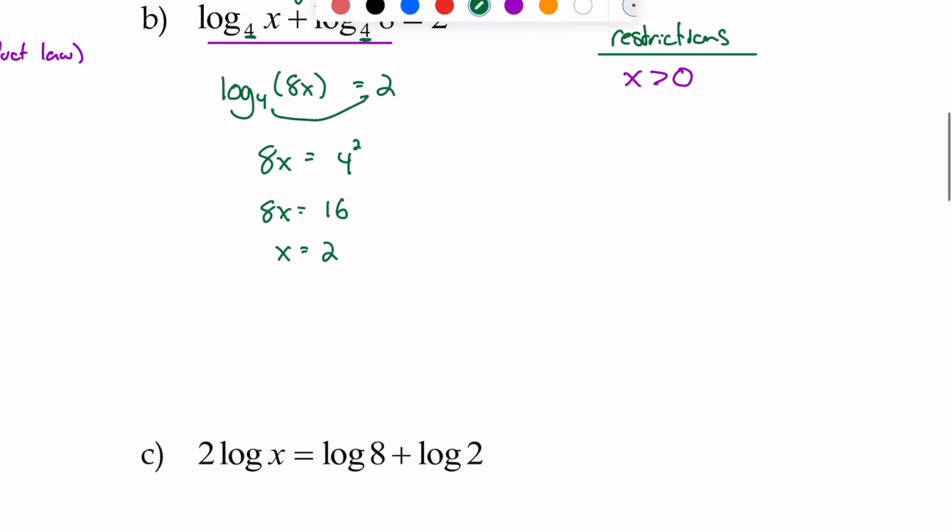Does that satisfy my constraint that x is bigger than 0? Yes. 2 is a number that is bigger than 0. So the last step is you always got to check your solution, okay? Make sure you check your restrictions.